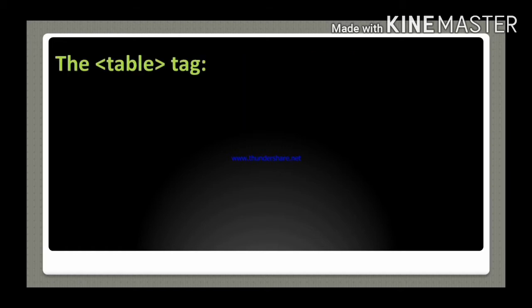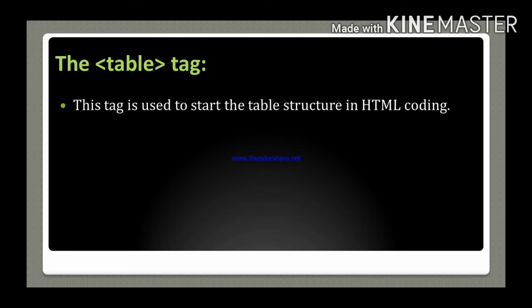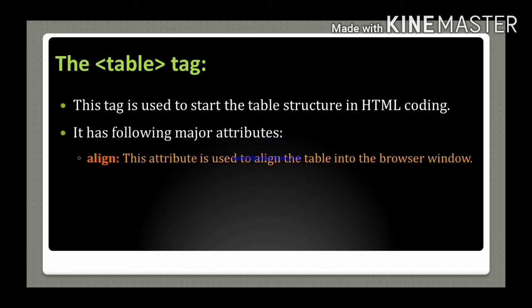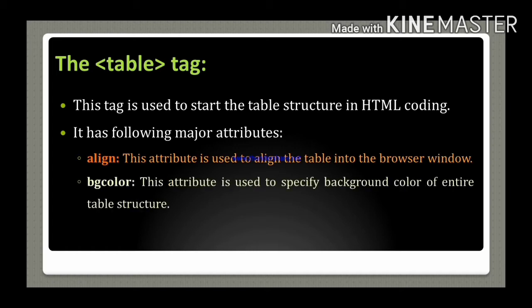The table tag. This tag is used to start the table structure in HTML coding. It has the following major attributes. First, align. This attribute is used to align the table in the browser window. Second, bgcolor. This attribute is used to specify the background color of the entire table structure.